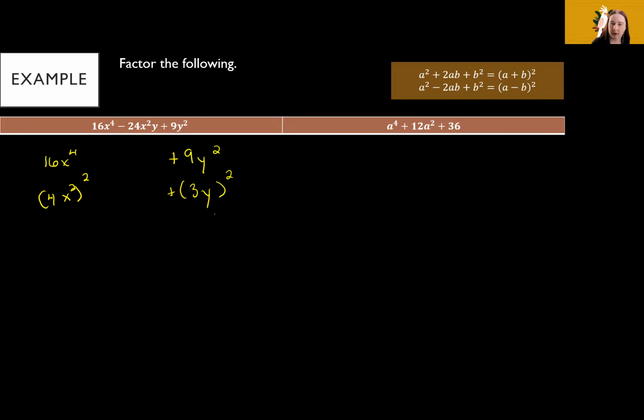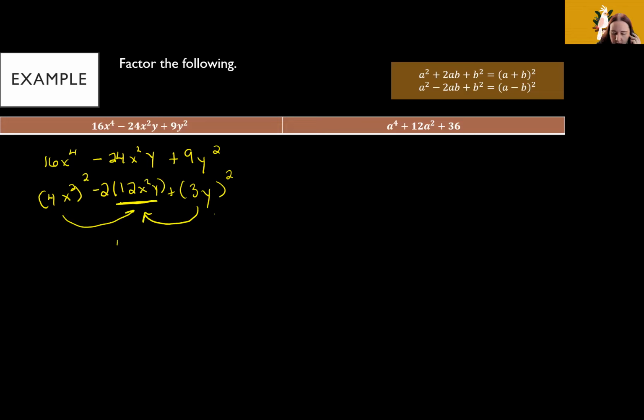Next is to check that the middle can be divided by 2. So our middle is negative 24x squared y. When I divide 24 by 2, you get 12. So I can factor out a negative 2, and this could be 12x squared y. So so far so good, we know that the middle term can be divided by 2, because that's one of the requirements. And then the other requirement is that that middle term, after you divide by 2, is made up of these two other parts.